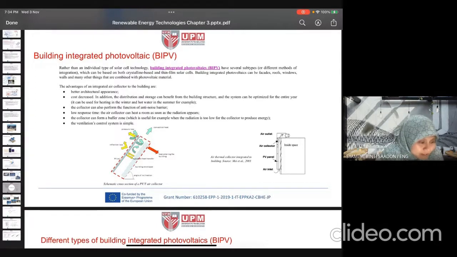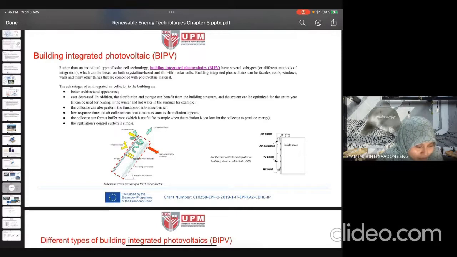Okay, the collector can also perform the function of an anti-noise barrier, because it is like a double glazing, a double wall. It has a low response time; the collector can heat a room as soon as the radiation appears. The collector can form a buffer zone, depending of course on the solar radiation, like the air gap just now. And the ventilation control system is quite simple. So this is the schematic cross section, like the diagram that I showed just now.